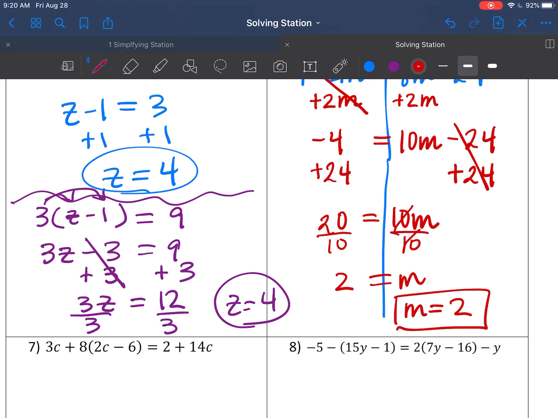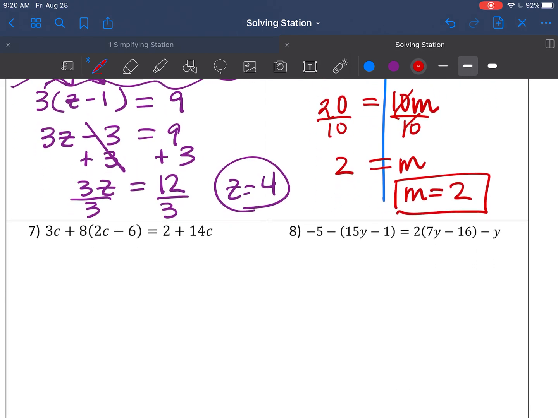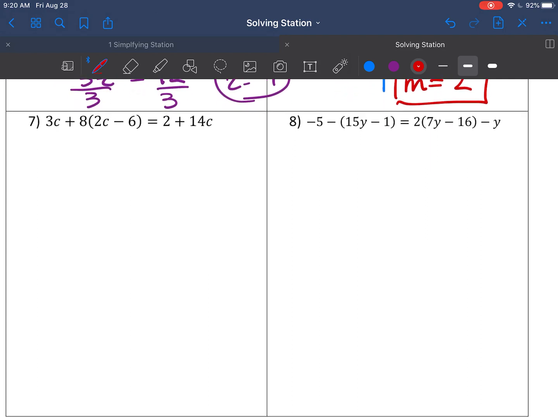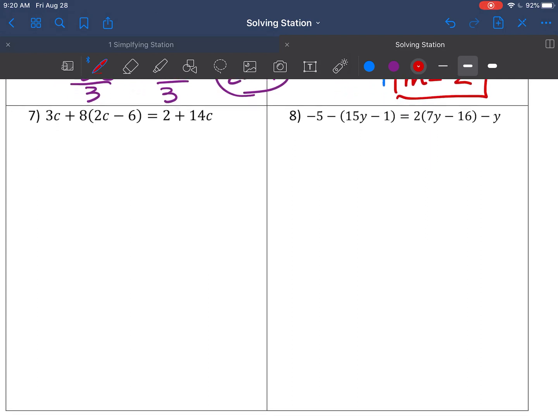So m equals 2 for our final answer. All right, 7 and 8. These are our last two, and they're the hardest two. Okay, so starting with number 7. Find your equal sign and draw your line.